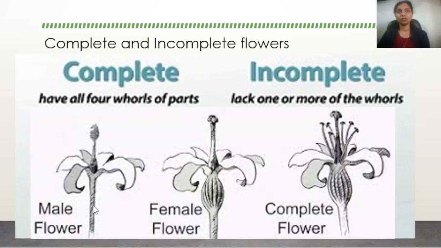Let's take a closer look. As you can see, complete flowers have all 4 whorls. Incomplete flowers can have a male flower without the ovary, without the stigma, but only with the stamen. The female flowers will not have the stamen, but will have an ovary, the style and the stigma. That is the pistil or the carpel, along with the sepal and the petal. But the stamen will be missing.